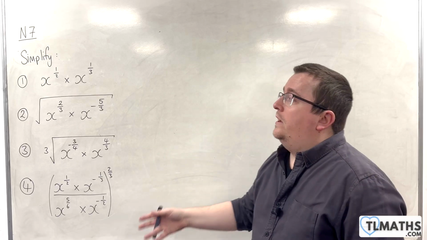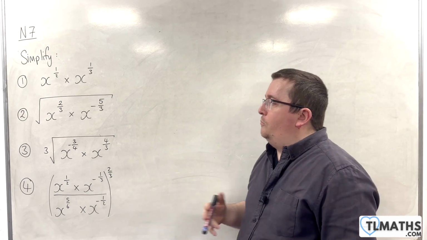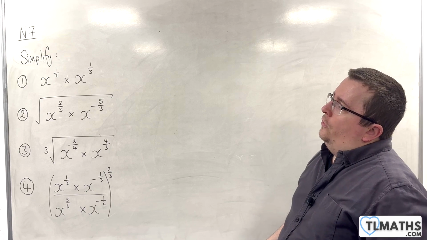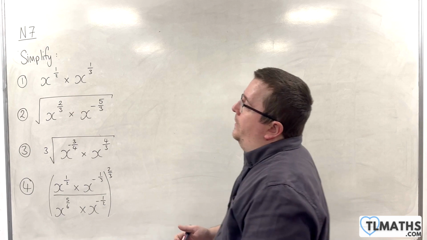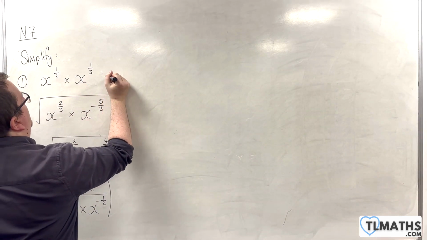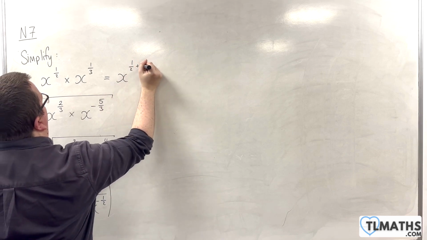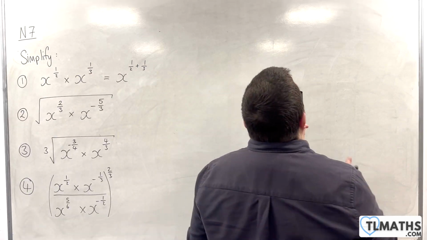So in this video we're going to look at simplifying some algebraic expressions with fractional indices. So in number one we've got x to the power of a half times by x to the power of 1/3. So I know that with the base number being the same, this is the same as x to the power of 1/2 plus 1/3. And of course now I need to add those fractions together.